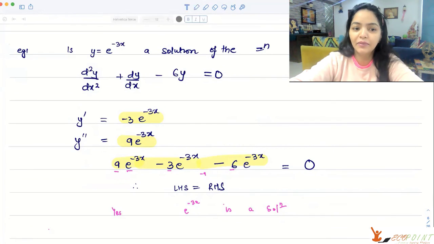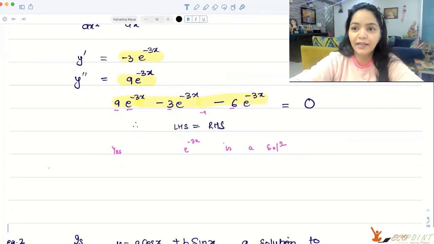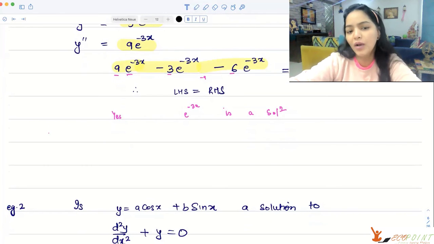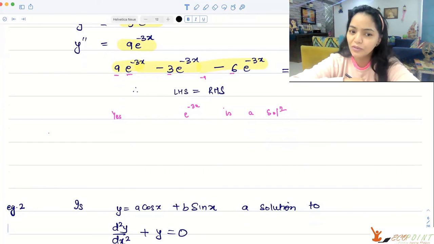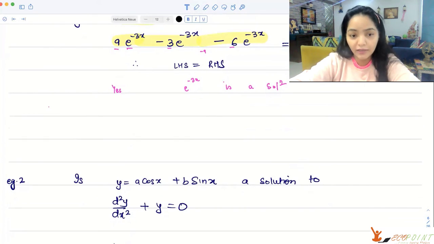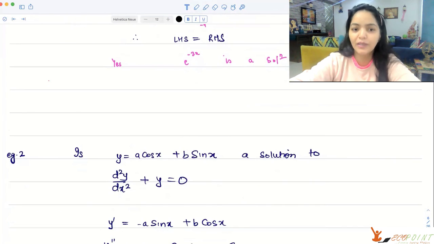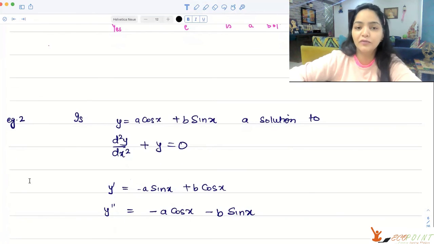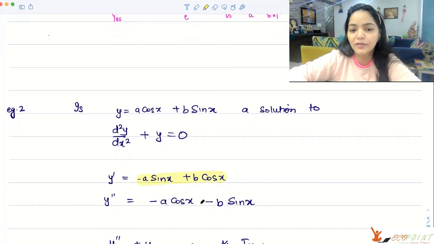Let's take another example to get clarity on this concept. Suppose this time y is equal to a cos x plus b sin x. Is it a solution to the differential equation d2y upon dx squared plus y equals 0? So what do I need? I need the double derivative with respect to x. I will first find y dash. Y dash is minus a sin x plus b cos x. And then I would, of course, need y double dash.